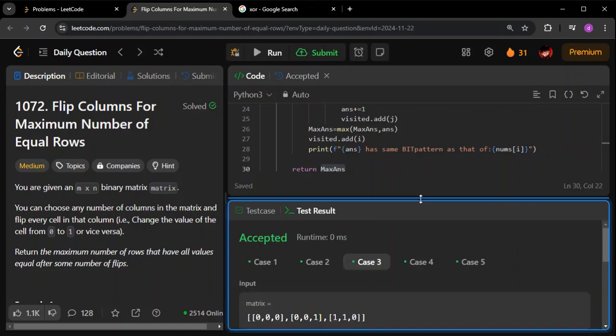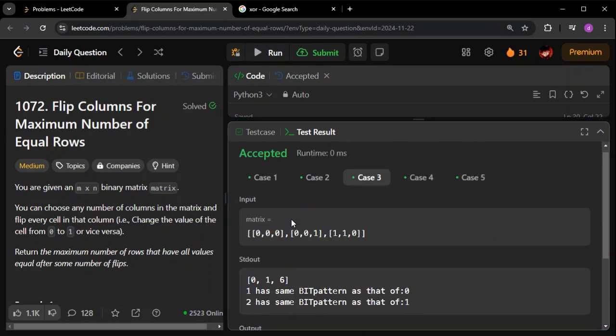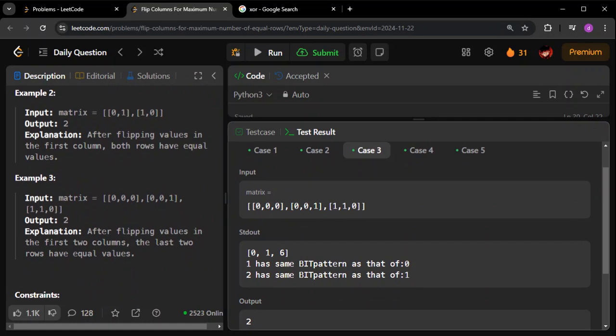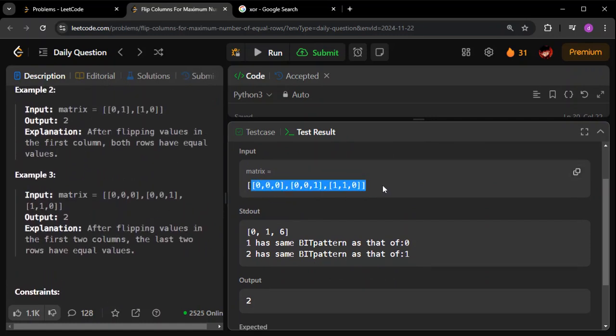We'll this time go through all the three example cases to understand that. Yeah, so coming to the third example case, let us go to the third example first. As you can see, these are the numbers given to us. What are the decimal equivalents? 0, 1, and 6. So this is basically 0, this is basically 1, and this is basically 6.